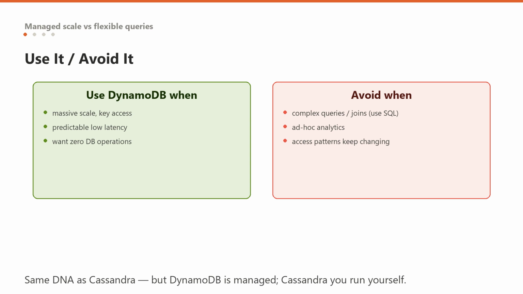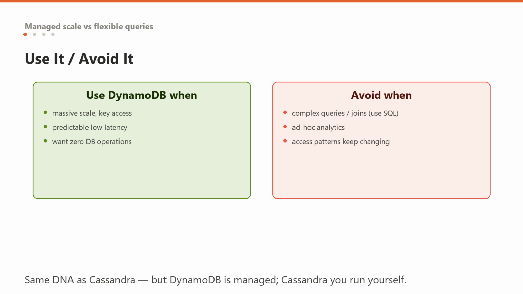So when should you use DynamoDB? Reach for it when you need massive scale, key-based access patterns, predictable single-digit millisecond latency, and you want zero operational burden, no servers ever. When should you avoid it? If you need complex queries, joins, or ad hoc analytics, a relational database is the better tool, because DynamoDB deliberately gives those up. And if your access patterns are unknown or constantly changing, DynamoDB is hard, because you must design your keys around your queries upfront.